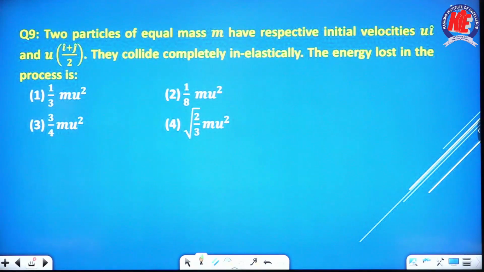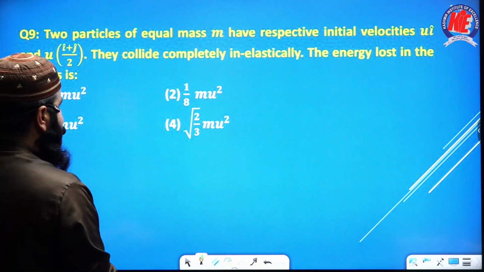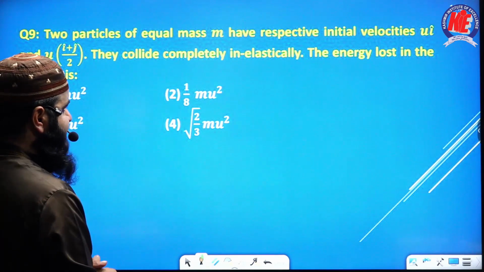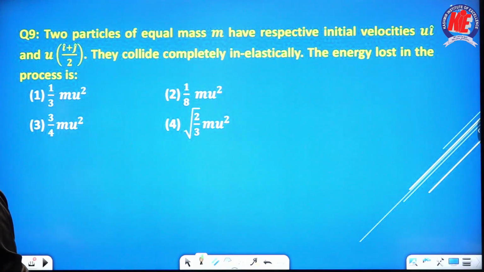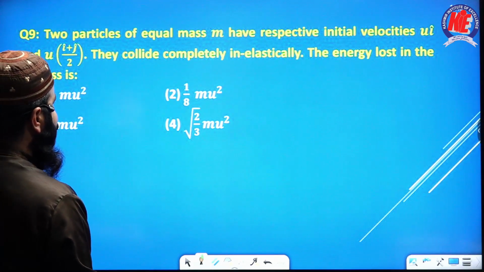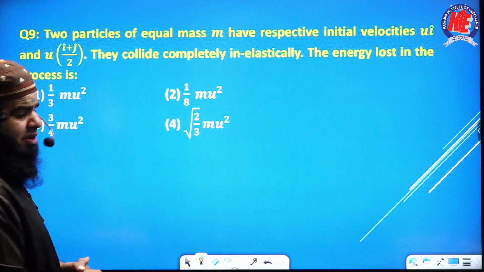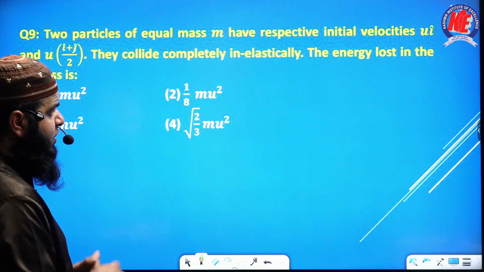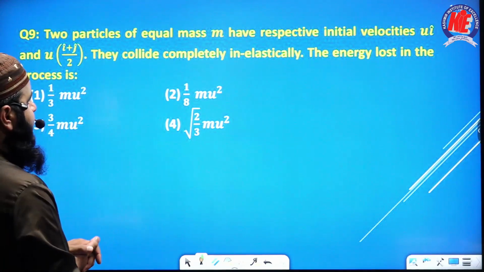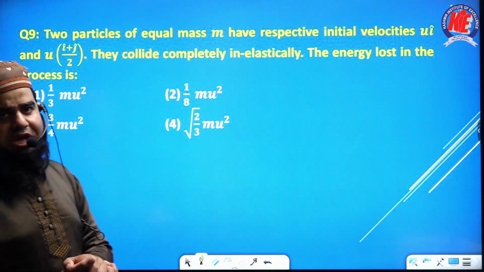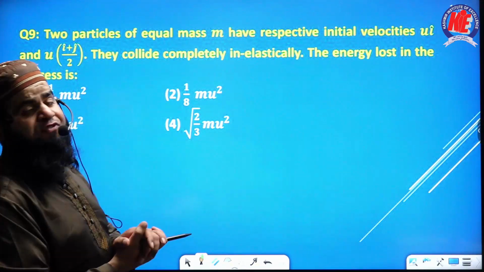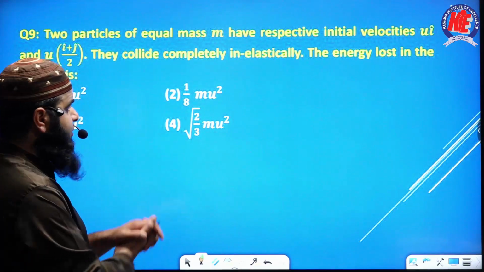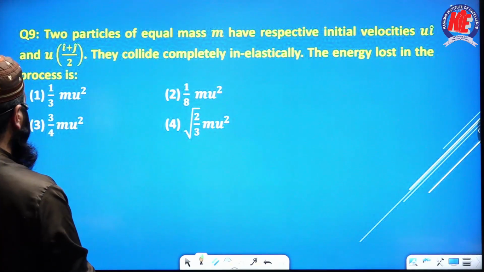Next one. Two particles of equal mass m have respective initial velocities u i and u times (i plus j) by 2. They collide completely inelastically. So the collision is perfectly inelastic. After collision, they will form the single system. The energy lost in the process is, the best approach will be, we will calculate the initial kinetic energy, final kinetic energy, and the difference of the two will be the energy lost in the process.